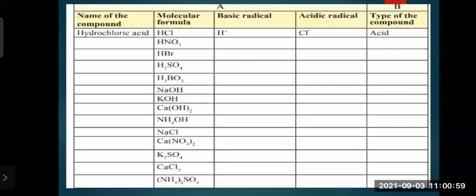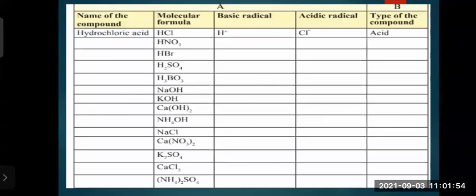Whereas again, when you move down, five more compounds are given there. The first one is NaCl, sodium chloride, Ca(NO3)2, calcium nitrate, K2SO4, potassium sulfate, CaCl2, calcium chloride, and the last one is ammonium sulfate. So these ionic compounds, which have a basic radical other than H and an acidic radical other than OH, are called salts. Observe carefully. NaCl, we'll take one only. NaCl is sodium chloride. What is the basic radical of NaCl? Na. What is the acidic radical of NaCl? Cl.